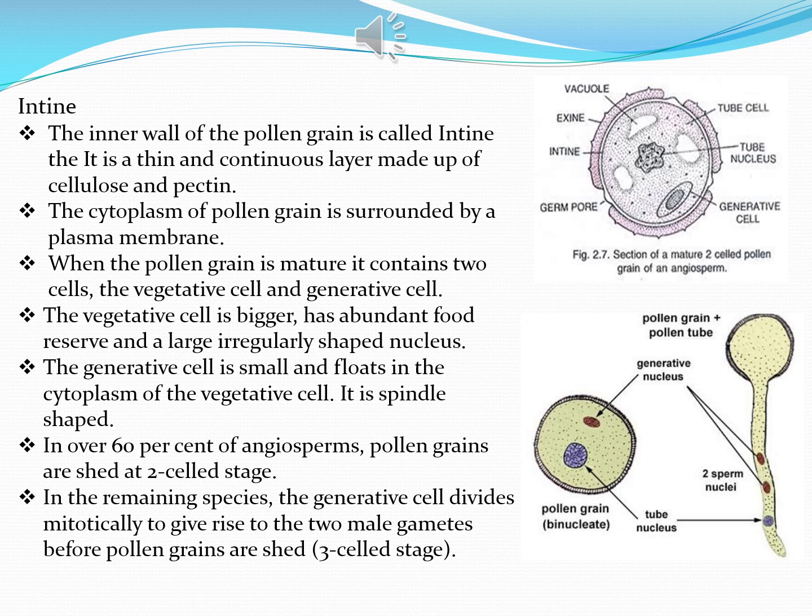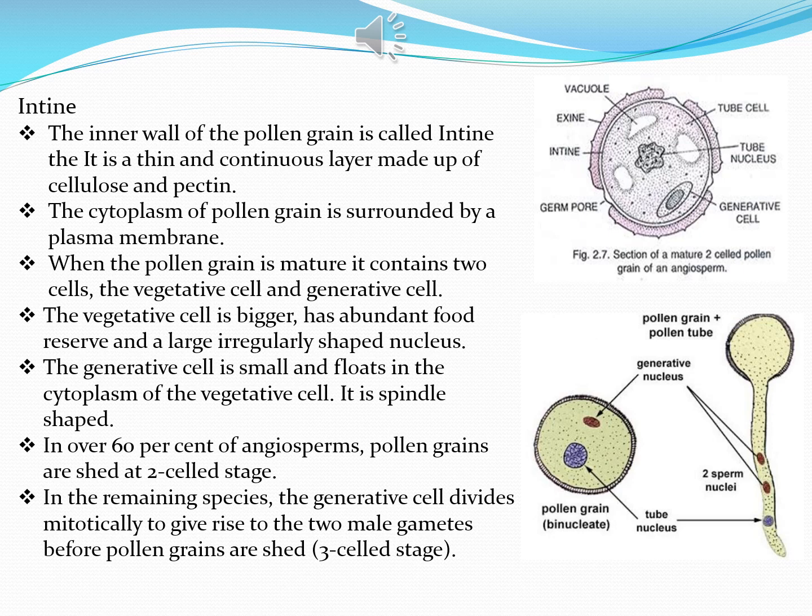The generative cell is small and it is found inside the vegetative cell, because the major portion is occupied by the vegetative cell. So the generative cell is small and it floats inside the cytoplasm of the vegetative cell, and it is spindle shaped. The vegetative cell doesn't have a proper shape to the nucleus. Here the generative cell has a proper shape, which we call a spindle shape.